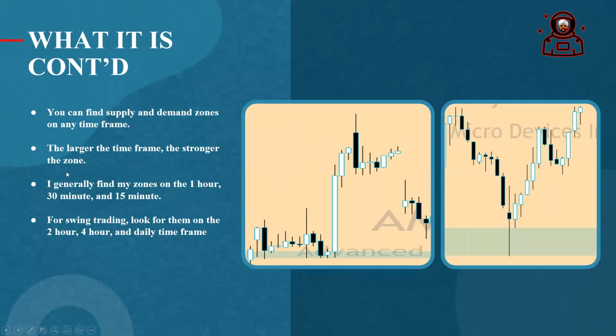All right, now you can find them on any time frame, right? But the larger the time frame, the stronger the zone. I personally find my zones on the 1 hour, the 30-minute, and the 15-minute. The 1 hour is my favorite time frame to find my zones. I just find that they tend to hold up the best. But for swing trading and for crypto, I look for them on the 2 hour, the 4 hour, and the daily time frame. All right.